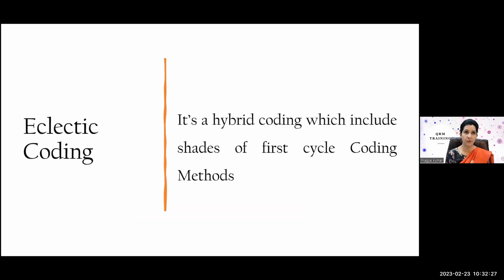So eclectic coding is a hybrid coding, which includes the shades of first cycle coding methods. Like I said, initially you have used the process coding and in vivo coding. Now, based on your research question, because of doctor shopping, you want to switch more to versus coding. So you will again see from a different perspective, and you may apply some other coding method, maybe causal coding, which you have not done initially, because you want to describe the causality, which acts happened together and led to this doctor shopping.